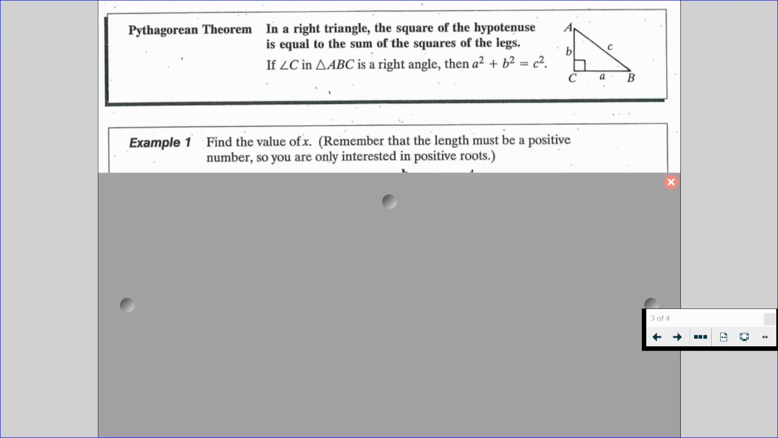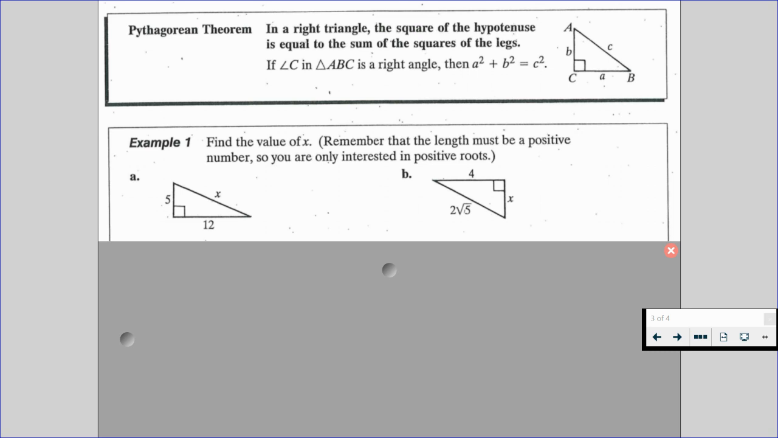In example number 1, we are asked to find the values of x. And remember that the length must be a positive number, so you're only interested in positive roots. We are given two different scenarios. For A, we have legs of 5 and 12. We want to find the hypotenuse. And for B, we have a leg of 4 and x with a hypotenuse of 2 root 5.